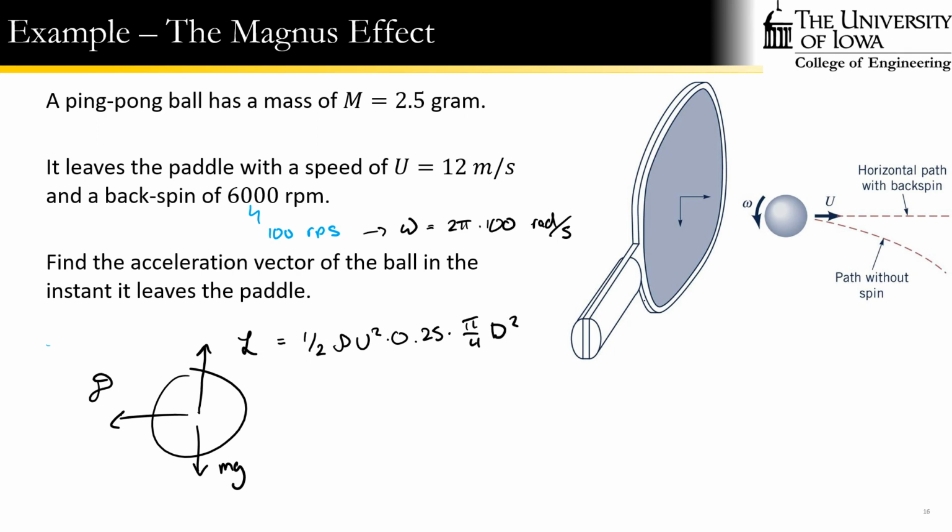Drag, same thing, but with 0.5, the drag coefficient, and you just do a sum of the forces equal to mass times acceleration. Once you find the net forces, you can find the acceleration vertically and horizontally. And the net result here is that the ping pong ball will actually rise at about 0.2 meters per second squared.